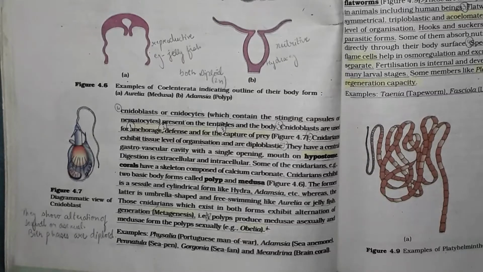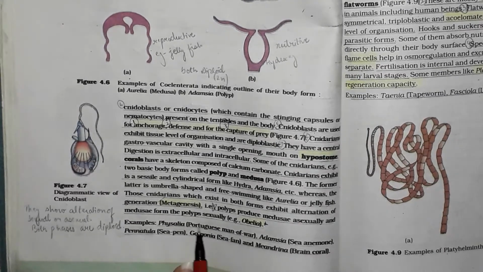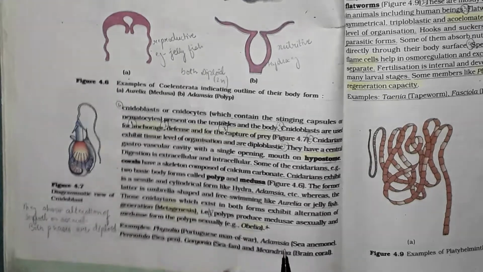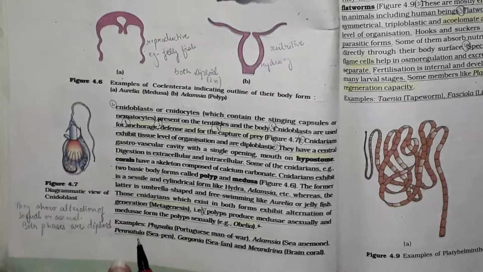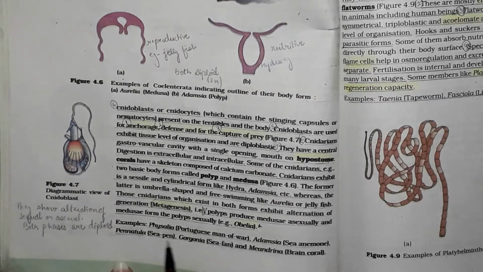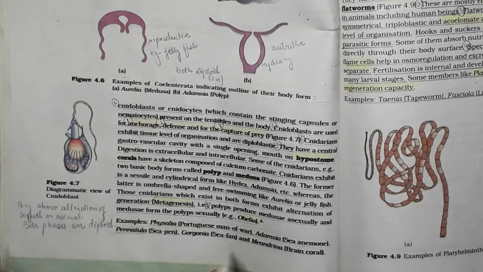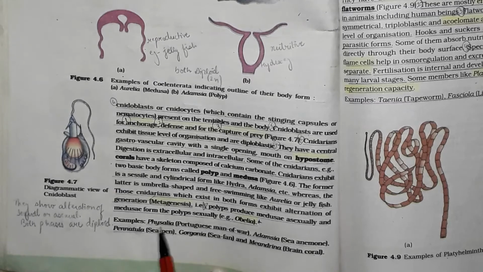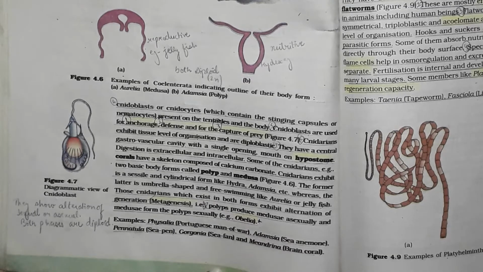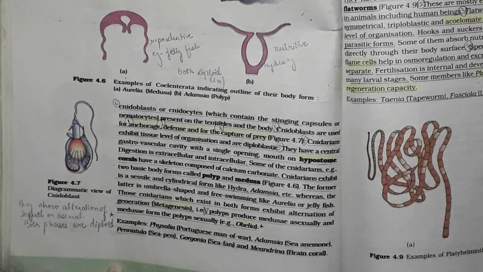So the examples of this phylum include Physalia, that is also known as Portuguese man of war; Adamsia, that is also known as sea anemone; Pennatula, that is also known as sea pen; Gorgonia, that is known as sea fan; Meandrina, that is known as brain coral. So all these scientific names and the common names you have to remember. These are very important and questions are framed on this.